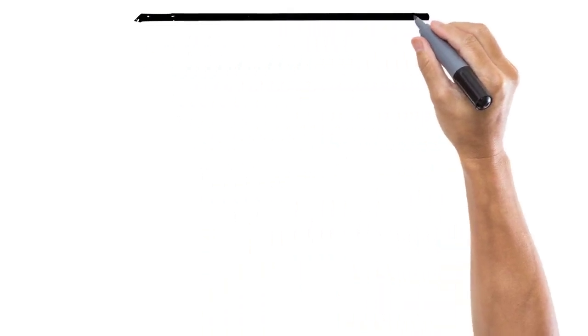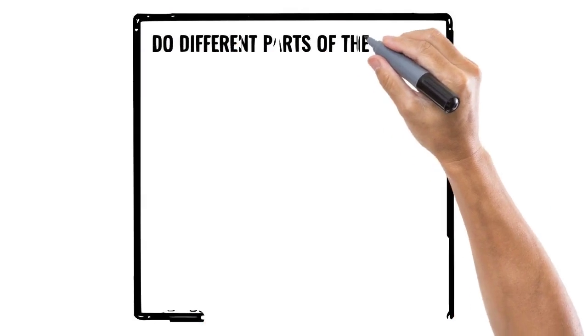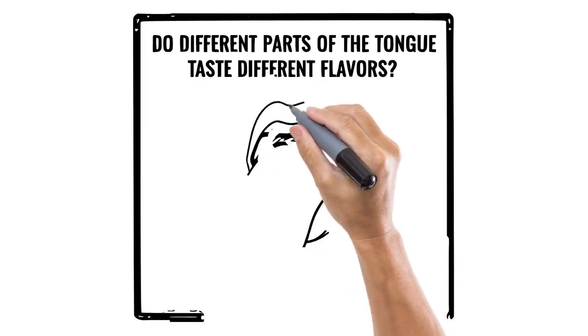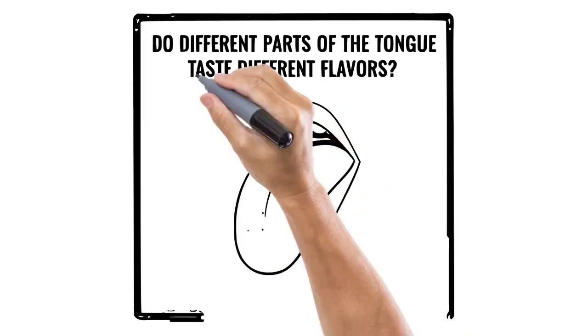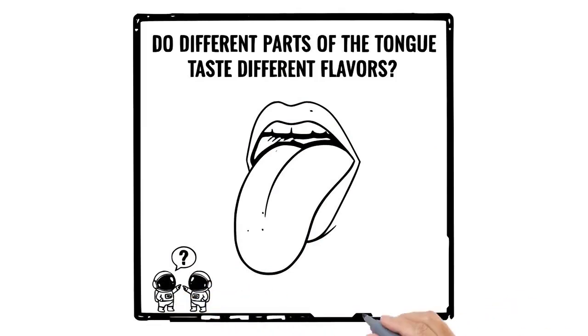Have you ever seen that famous diagram showing specific areas of your tongue for sweet, sour, salty, and bitter tastes? It's often called the tongue map, but is it actually true, or is it one of the most persistent myths in science class? Let's dive in and find out.